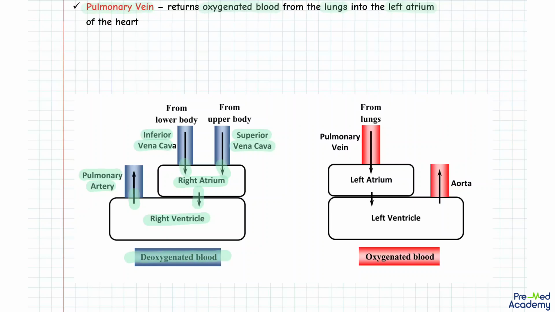On the right, we have pulmonary veins entering the left atrium. Then the blood flows into the left ventricle, and from there into the aorta. This part of the system carries oxygenated blood, meaning blood that is high in oxygen.